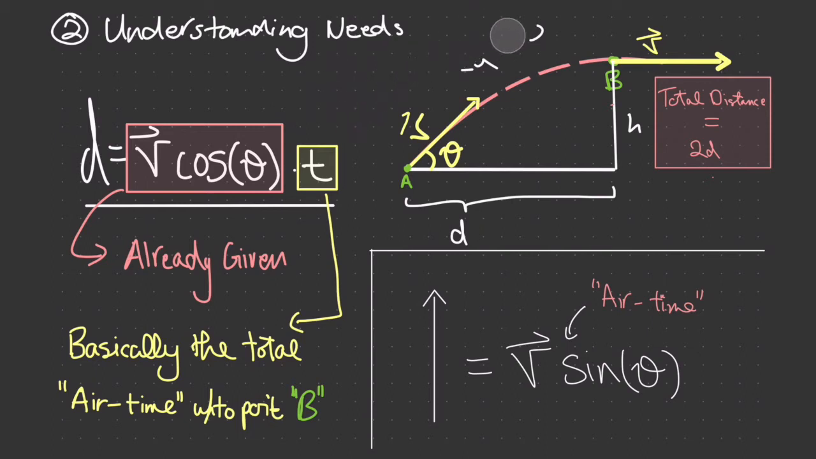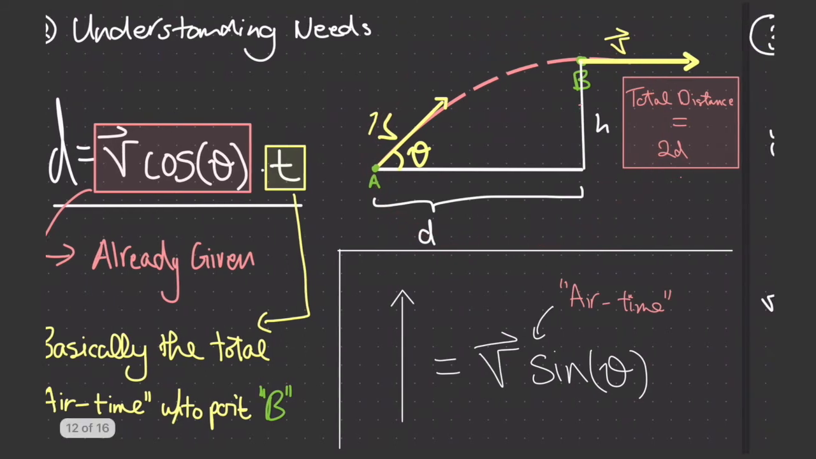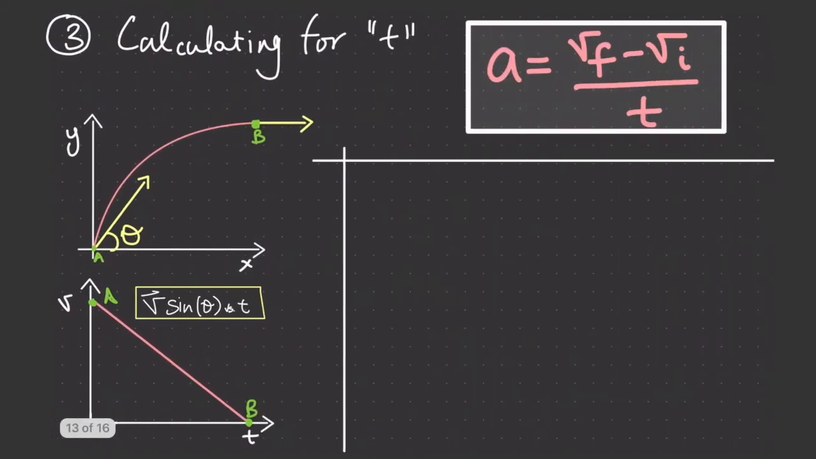Now, because they are reflectively symmetrical, they're symmetrical around that y-axis, the total distance is just 2 times d, and it's proportional. So we don't really need to get into the complexities of that. We just need to consider this 1/2 of the parabola. Now let's move on to trying to calculate time.